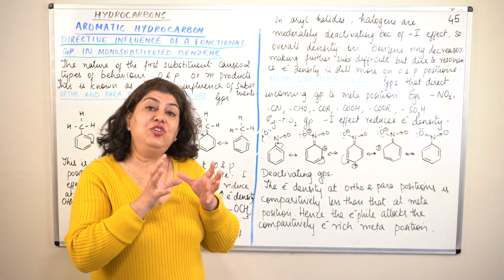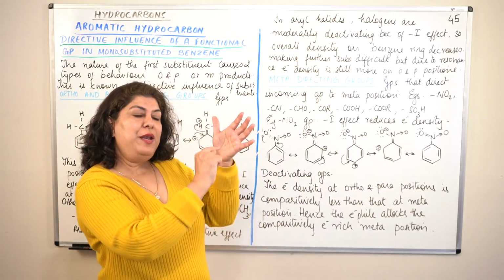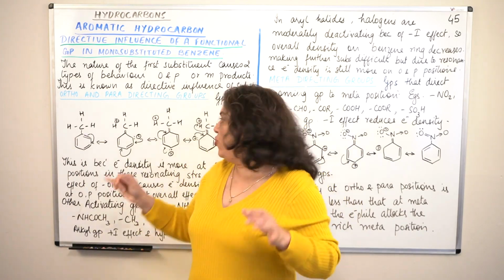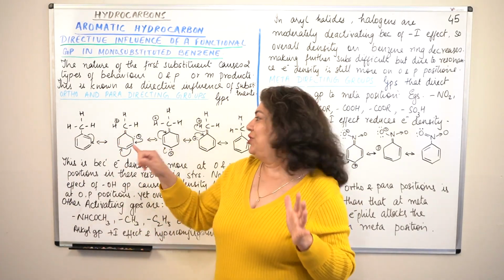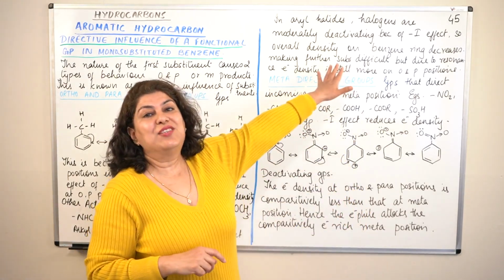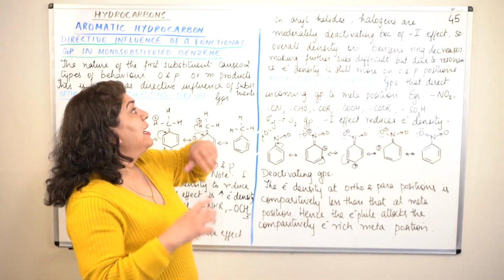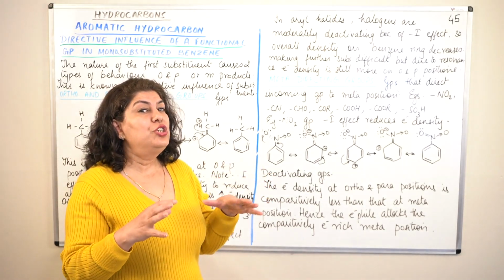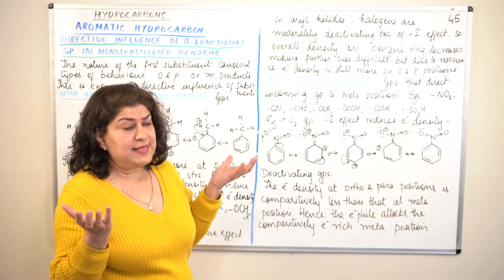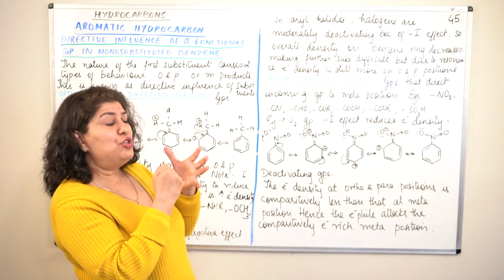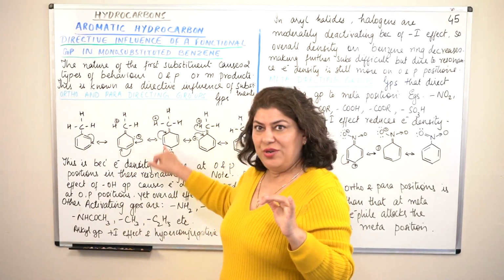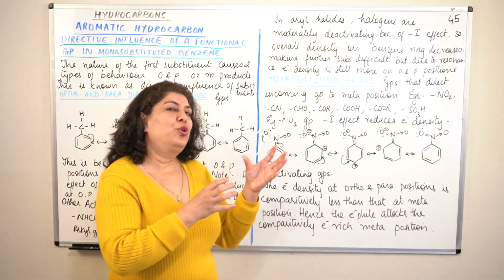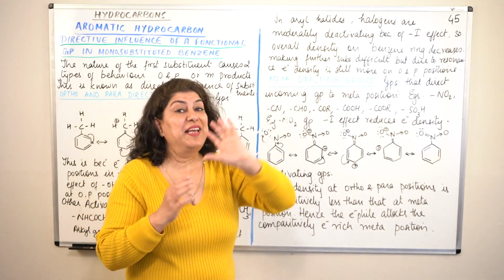But halogens have 3 lone pairs. They form 1 bond with carbon, but they have 3 lone pairs. Therefore, the chances of donating any of these lone pairs to form the double bond, and therefore activate the group at ortho and para positions, is greater in the case of halogens also. So we say in aryl halides, halogens are moderately deactivating because of the minus I effect. So the overall electron density on the benzene ring should decrease, making further substitution difficult. But due to resonance and those electrons which it can give, it still shows ortho and para directing behavior.